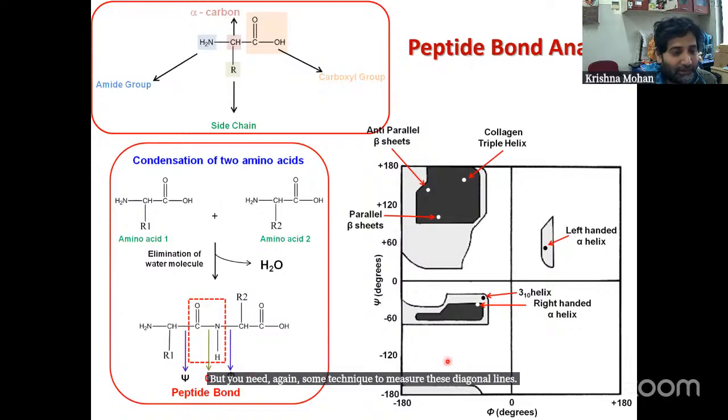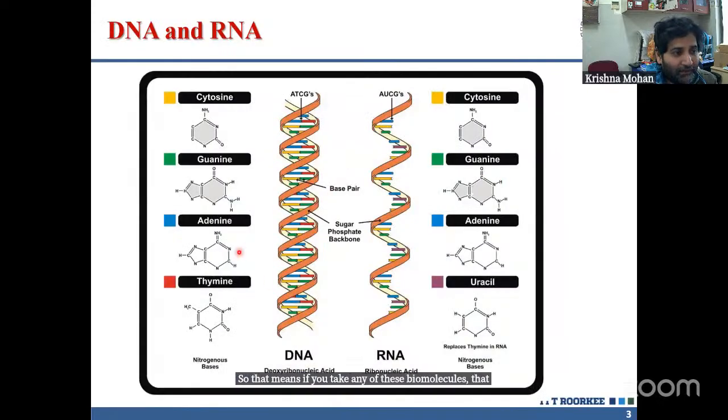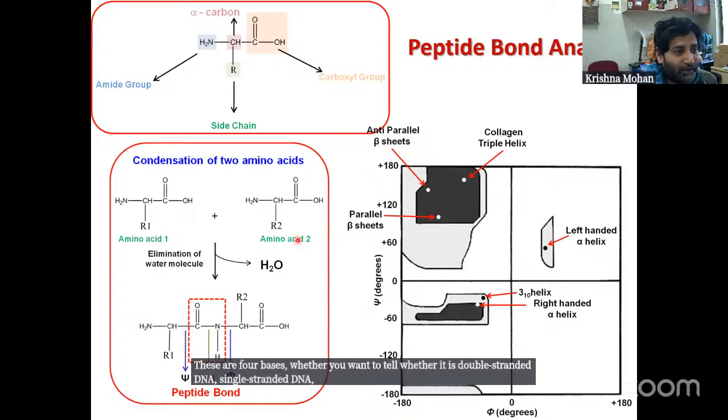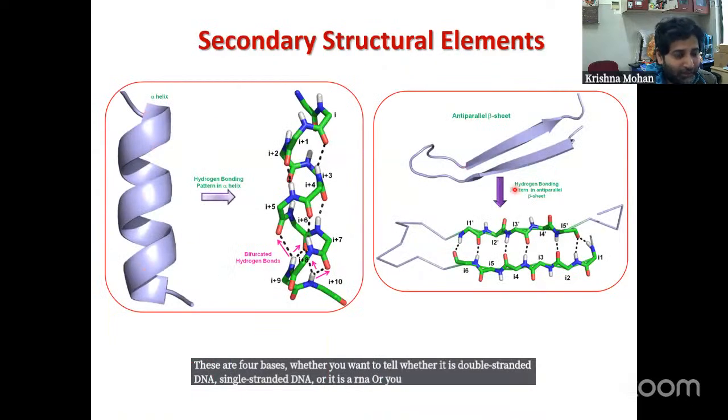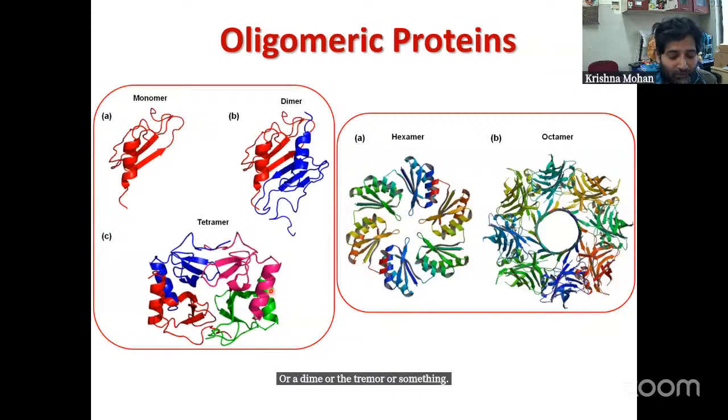So if you take any of these biomolecules, whether DNA or the four bases, and you want to tell whether it is double-stranded DNA, single-stranded DNA, or RNA, or whether it is an alpha helix, beta sheet, dimer, or tetramer, you need some techniques.